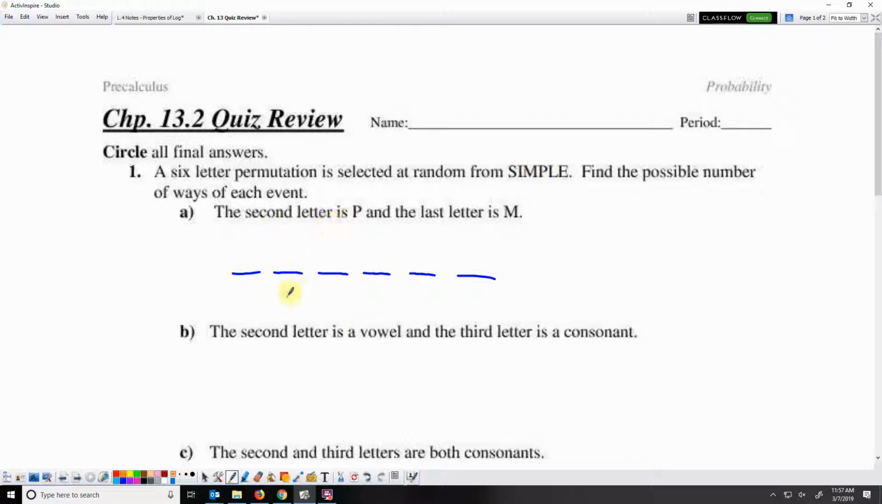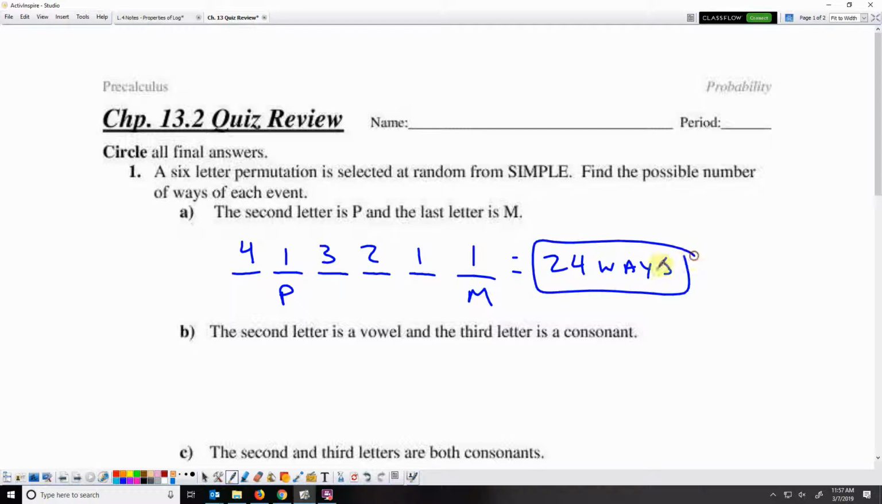What if the second letter is P and the last letter is M? So there's only one option here and there's only one option here. Out of the 6 letters we have placed 2, leaving us with 4, then 3, then 2, then 1. And if I multiply 4 times 1 times 3 times 2 times 1 times 1, I get 24 ways to arrange the letters, given a P in spot 2 and an M in the last spot.